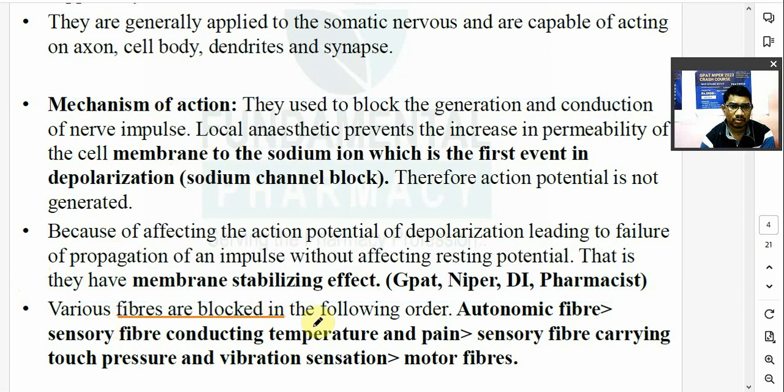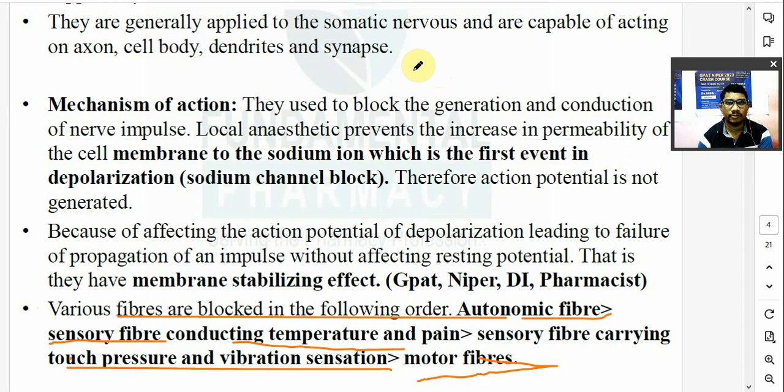Now various fibers are blocked in the following order. सबसे पहले क्या ऑटोनॉमिक फाइबर ब्लॉक होंगे, उसके बाद में सेंसरी फाइबर्स कंडक्टिंग टेम्परेचर एंड पेन, then sensory fibers carrying touch and pressure and vibrations. Lastly, they will block the motor fiber. That's why first of all they will block the pain sensation. Okay. Then they block the temperature sensation. Then they block the touch sensation. Lastly, they block the pressure sensation. And if you increase the dose, they block the motor fibers also.